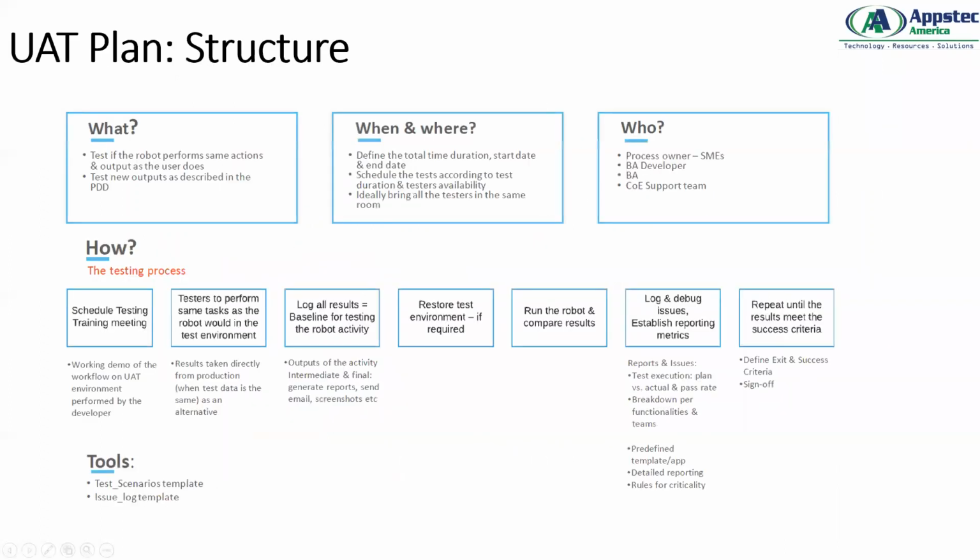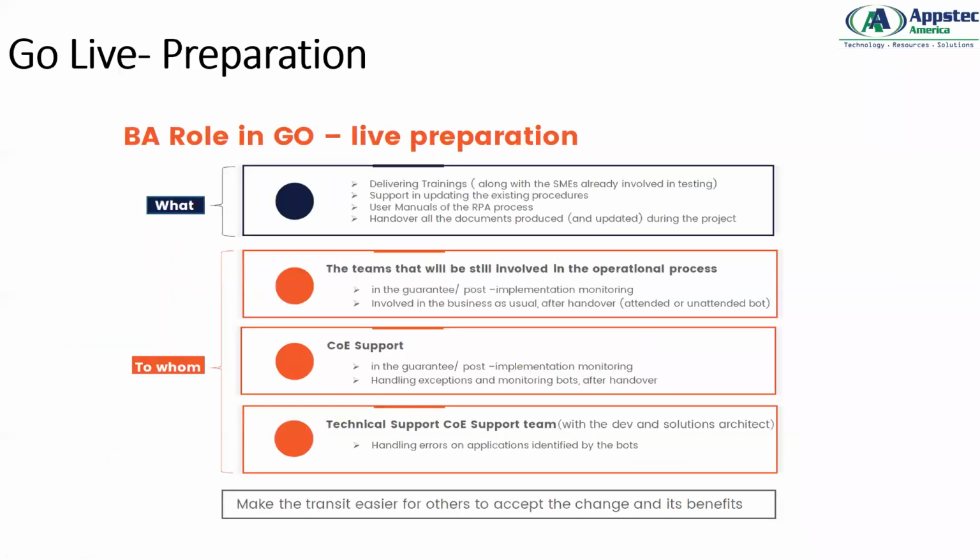once your testing is complete and you get a UAT sign off, we prepare for something called go live. The BA role in go live preparation is very simple. You're going to deliver certain trainings to your SMEs and your business operations: how do they need to run the bot, where do they need to run the bot, where do they keep the data? So you create a training manual for them. All the supporting guides, all the user process and help, you need to pass on.